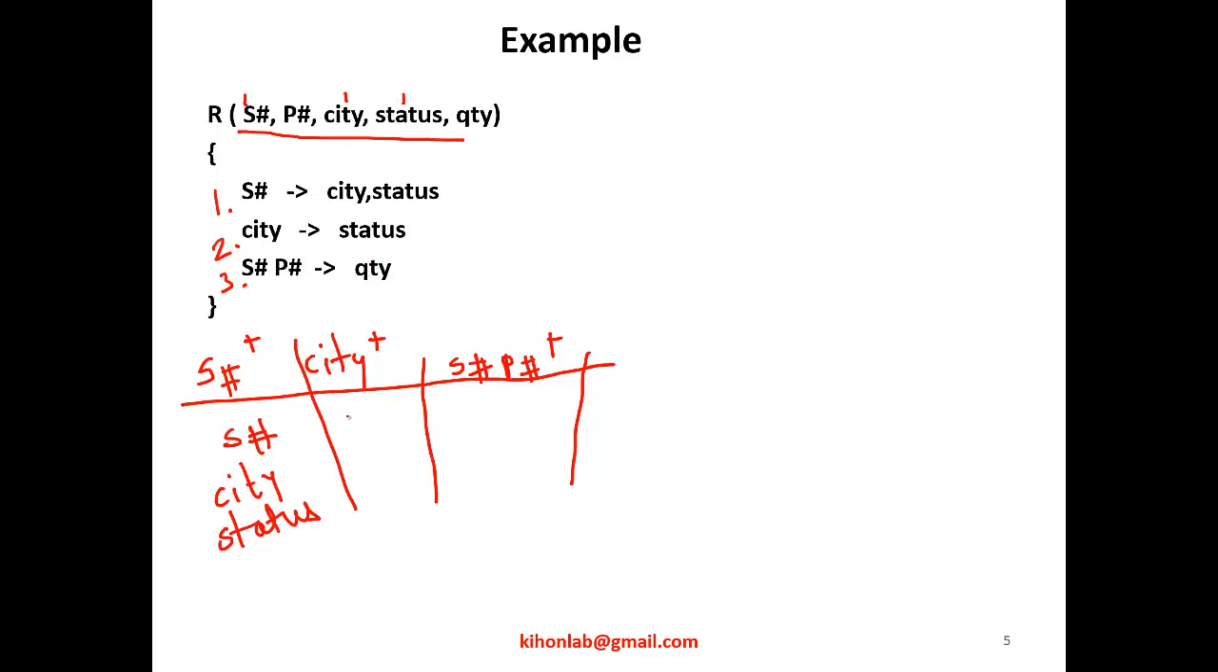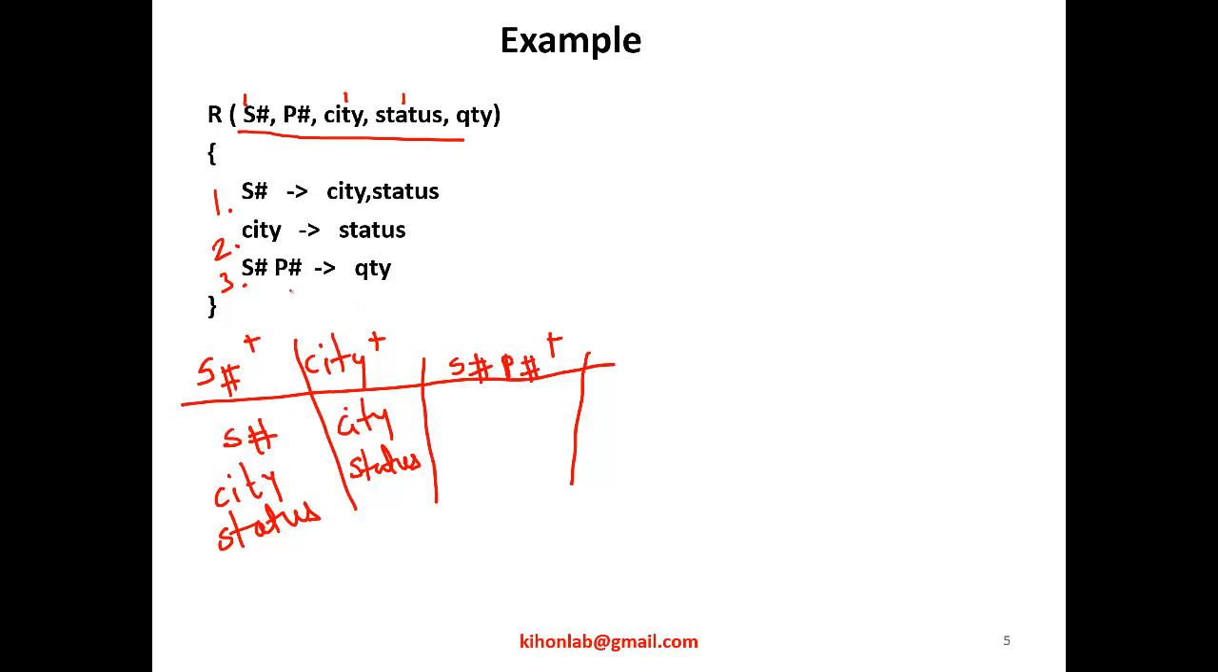Now CT derives status. Self attribute we have, and one dependency we have found, CT derives status, so we can add status here. We have not found any dependency where we can get the other two attributes, so in this CT closure I'll get only two attributes.